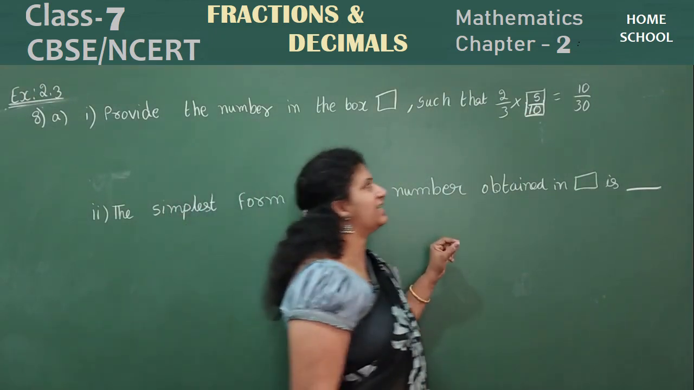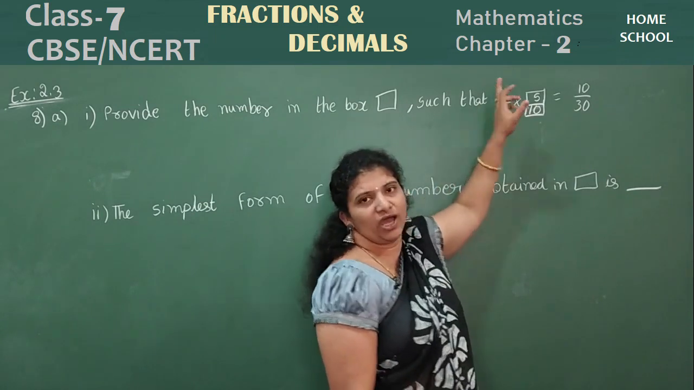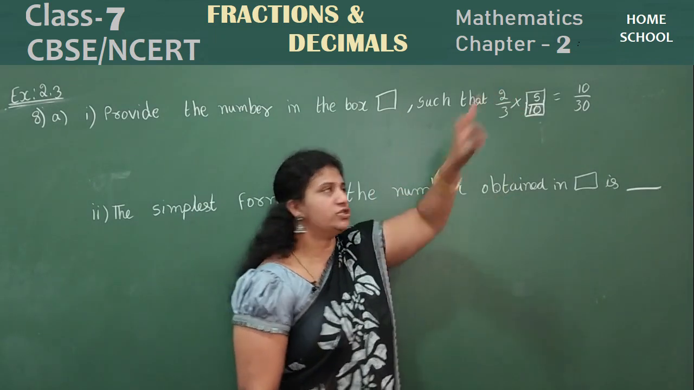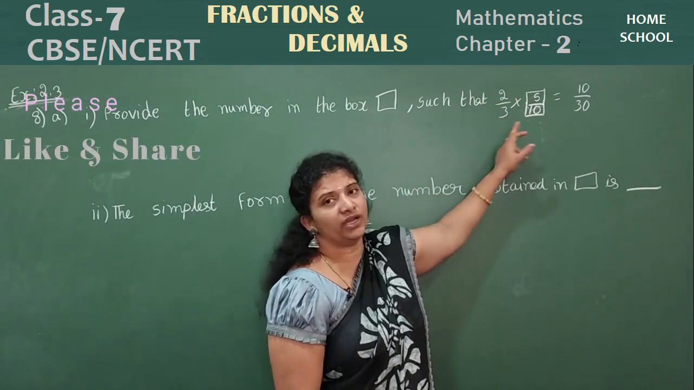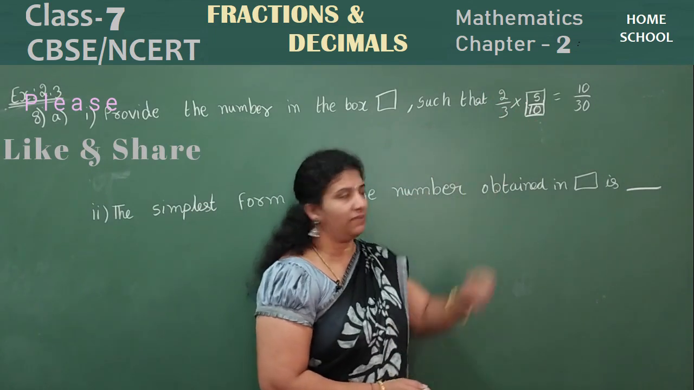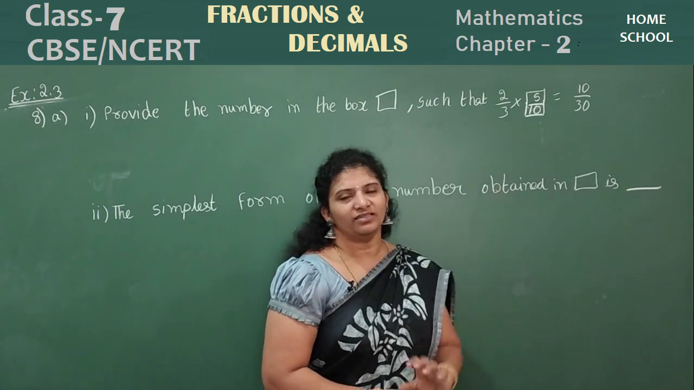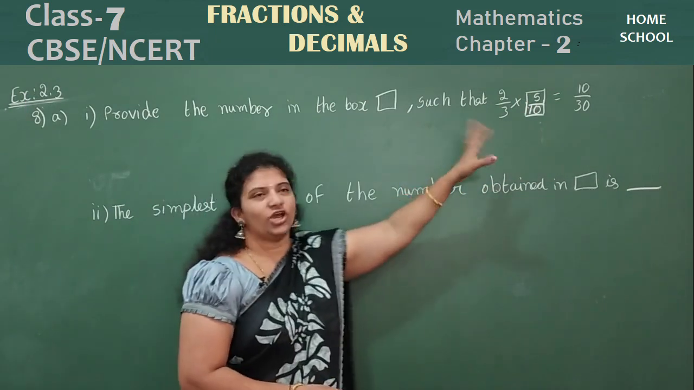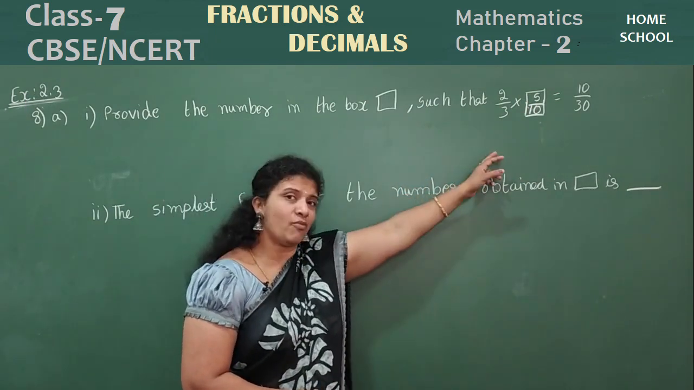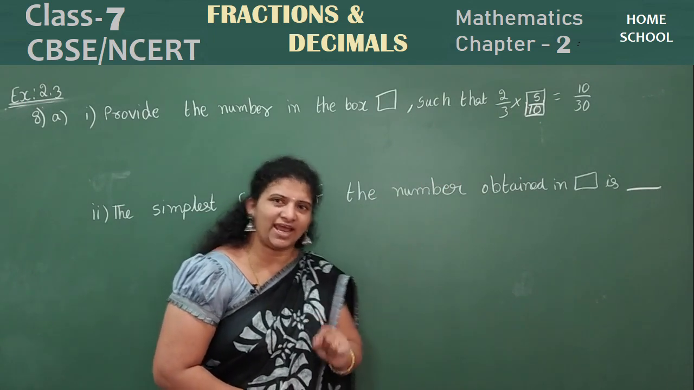If you want, once again check here carefully. When you are going to multiply two fractions, numerator and denominator, you need to multiply. 2 5s are 10, 3 10s are 30. This is your answer. What is the answer in the box? 5 by 10 is your answer.